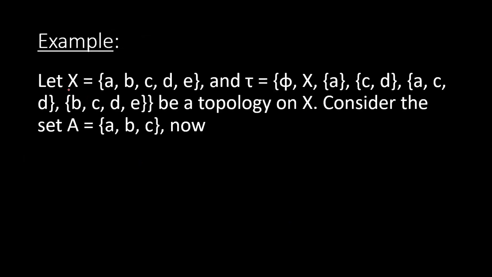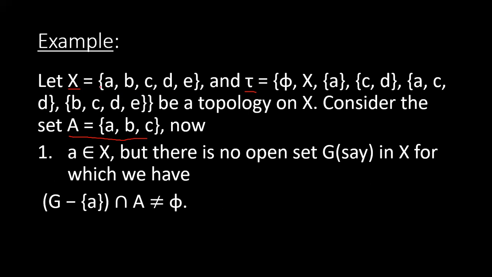Let X equal {a, b, c, d, e} and topology tau equal to {phi, X, {a}, {c, d}, {a, c, d}, {b, c, d, e}} be a topology on X. Consider the set A equal to {a, b, c}, which is a subset of X. Now we have to check whether the elements a, b, c, d, e of X are accumulation points or not. For this, first of all we will check the element a, then b, then c, then d, and lastly e.